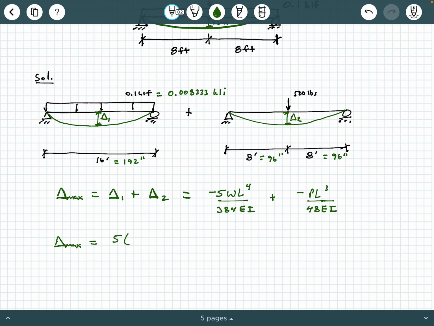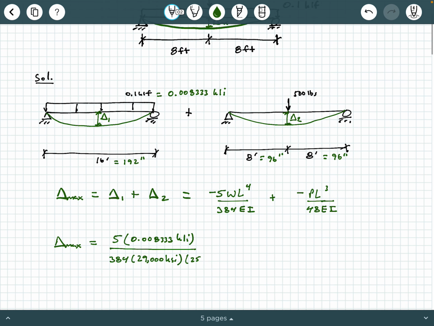So 5 times W is going to be 0.008333 kips per linear inch, or KLI, divided by 384 times 29,000 KSI, kips per square inch, and then times 250 inches to the fourth in that denominator. And then we're going to add to that 500 pounds. Now, you're using kips per linear inch here, right? You've got terms of kips. So instead of 500 pounds, maybe you should say 0.5 kips.